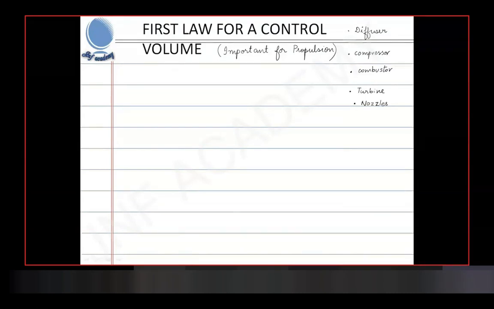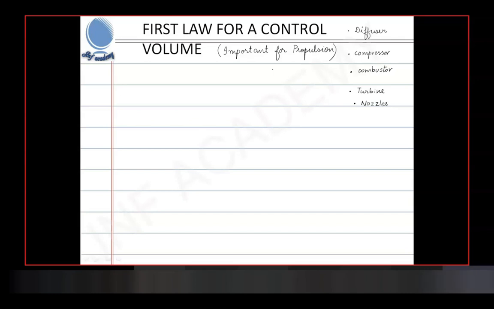Okay, whether it is a ramjet or turbojet or turbofan, or if you're analyzing individual components, all these individual components are open systems or they are control volumes. Hence, this is the form of the first law that we will actually be applying for the devices that we study. So it's very important that you understand it in and out, including the units and the terms involved, everything. You have to be very clear with this particular equation.